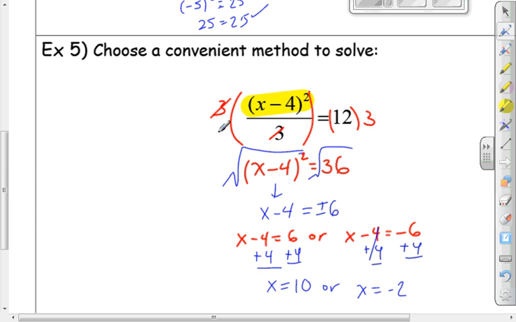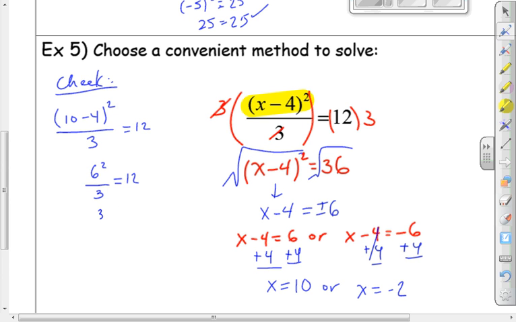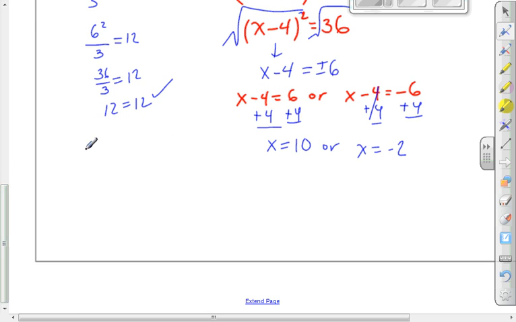Let's check our solutions. We'll go back into the original equation. Our first solution was 10. 10 minus 4 squared divided by 3 equals 12. Well, 10 minus 4 would be 6. So 6 squared divided by 3 equals 12. 6 squared is 36. 36 divided by 3 is in fact 12. So 10 checks. Let's check negative 2.